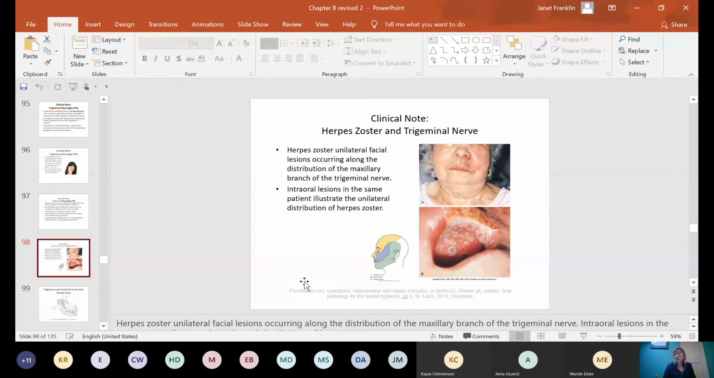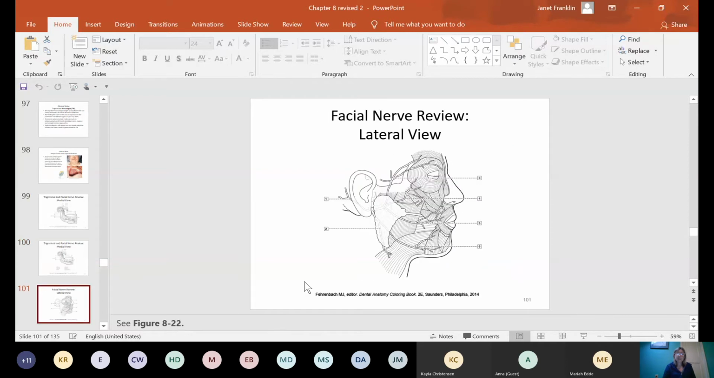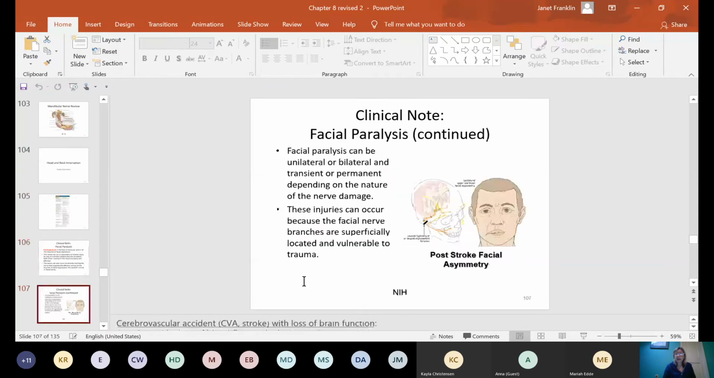Another one that is affected by the nervous system is herpes zoster. So you've all probably heard of herpetic lesions. These are just some pictures, some slides. The rest of these are just review slides. These are right out of your book.